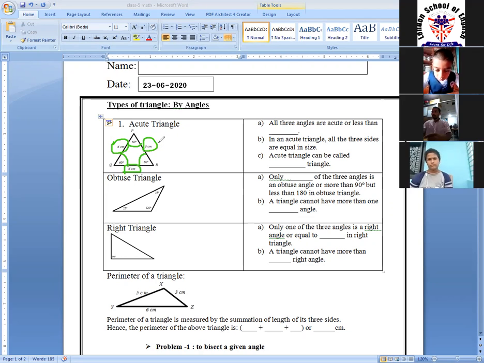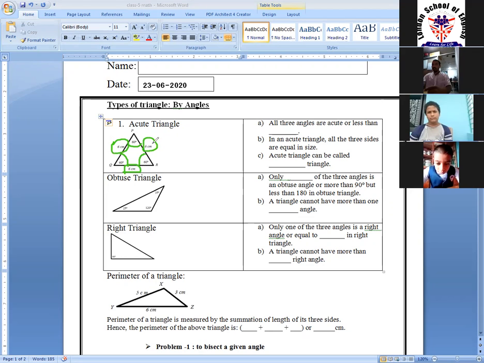Okay, so these three lines all are 6 centimeters. So whenever we will see each of the line of a triangle is similar to one another, and each of the angle of the triangles is equal to one another, then we will call it a acute triangle. Okay. Have you understood?